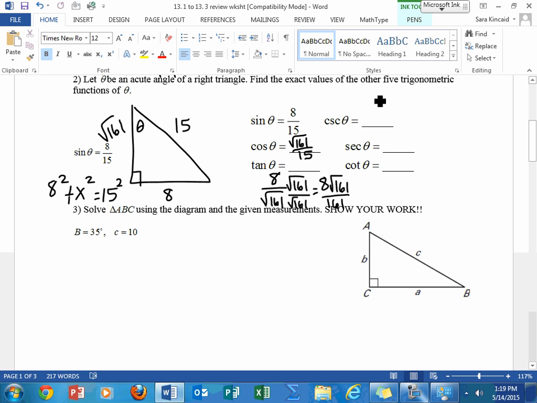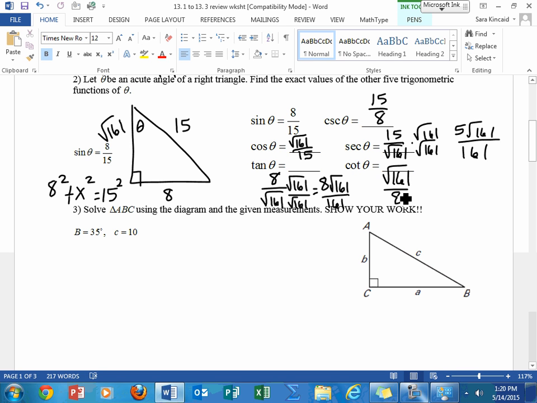Cosecant, the flipped over version of sine, is 15 over 8. Secant is 15 over square root of 161. Again, rationalize that denominator, so 15 square roots of 161 over 161. And then cotangent would be square root of 161 over 8.